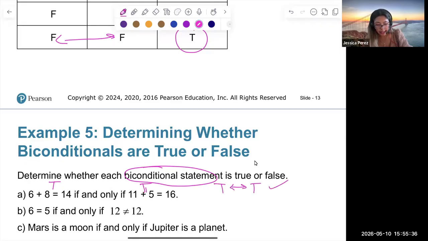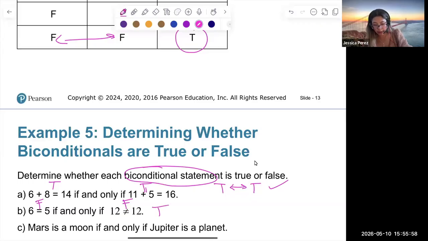That's true. Now, is 6 equal 5? No. F, if and only if 12 is not equal to 12. This is actually true because here we have, oops, sorry. 12 does not equal 12. Well, no, 12 is equal to 12. So this is false. So F and F is true.